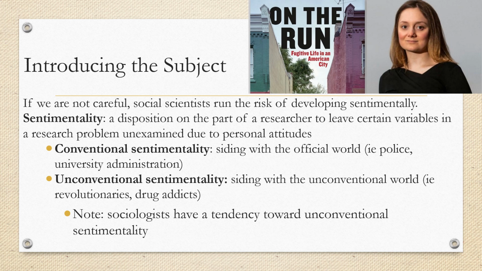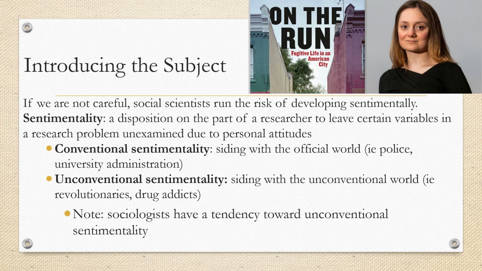There are two different types of sentimentality, conventional and unconventional. Conventional sentimentality sides with the official world, with the rules, with the law. So we side with police, or we could side with university administrators, or we could side with politically powerful politicians.